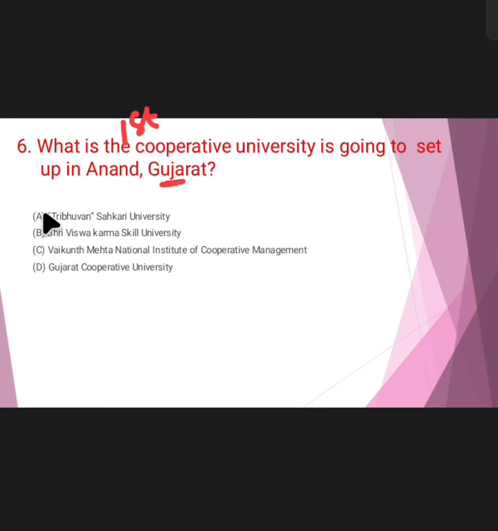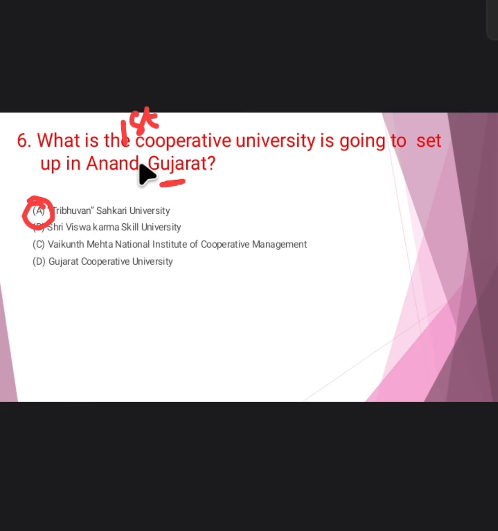The correct answer for this question is option A, Tribhuvan Sahakari University, the first cooperative university which is going to be set up in India in the state of Gujarat. Hence option A would be the correct answer for this question.